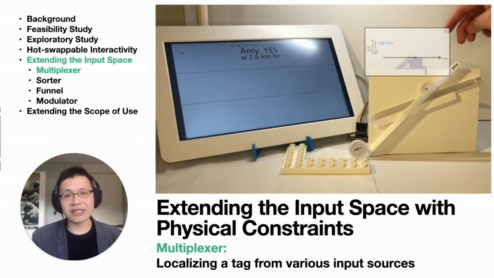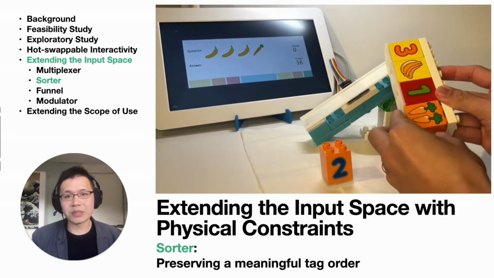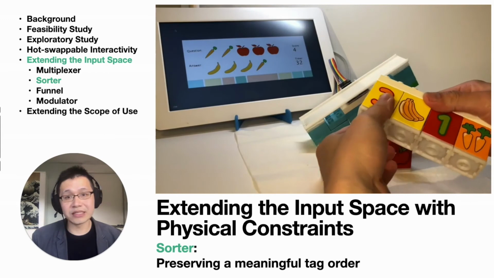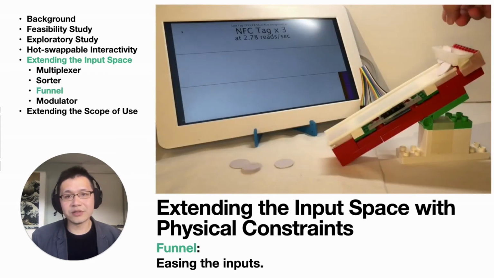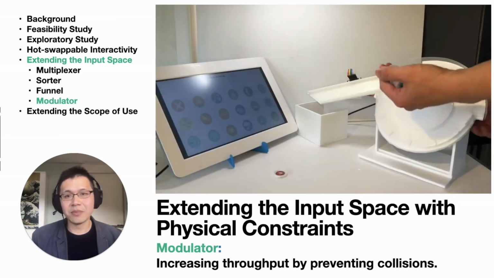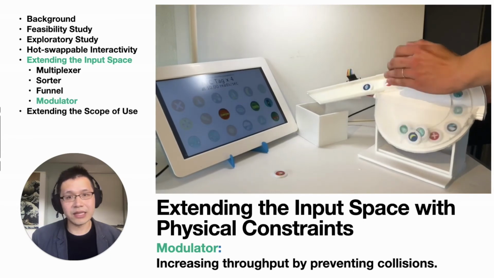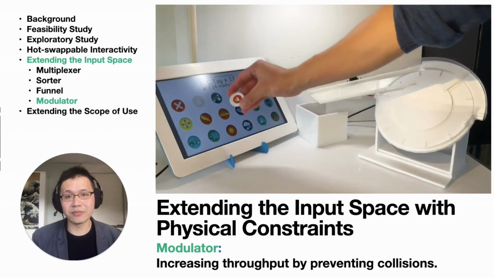Physical constraints can extend the input space, like the multiplexer, allowing the NFC coin to roll along and get identified from various tracks. The sorter preserves the tag order. In this educational application, the user releases the sorter to resolve the linear order of the blocks. The funnel allows the user to throw tags into it and get each tag through. The modulator further allows the user to throw a handful of tags into a container with one hand and to resolve jams using the other hand, rocking the handles before the tags are read.